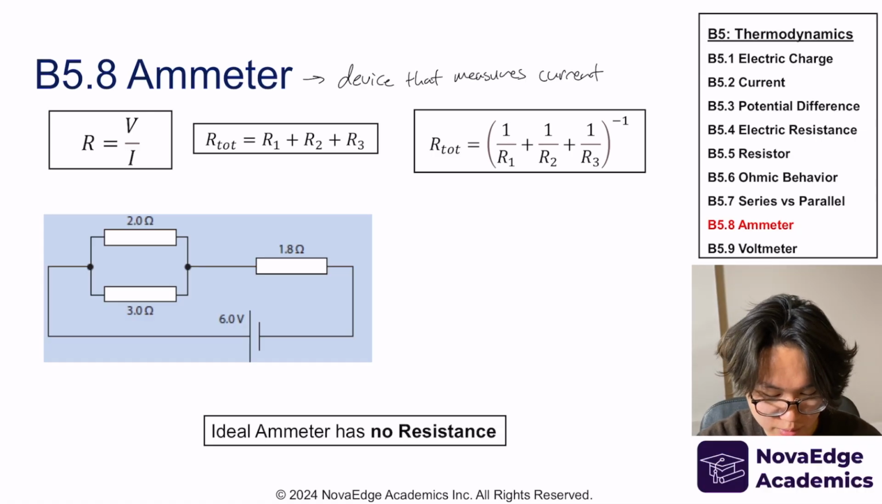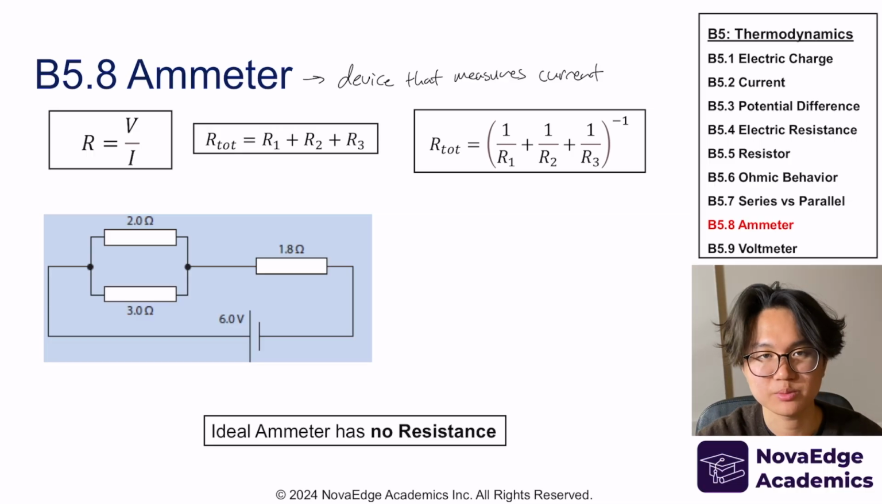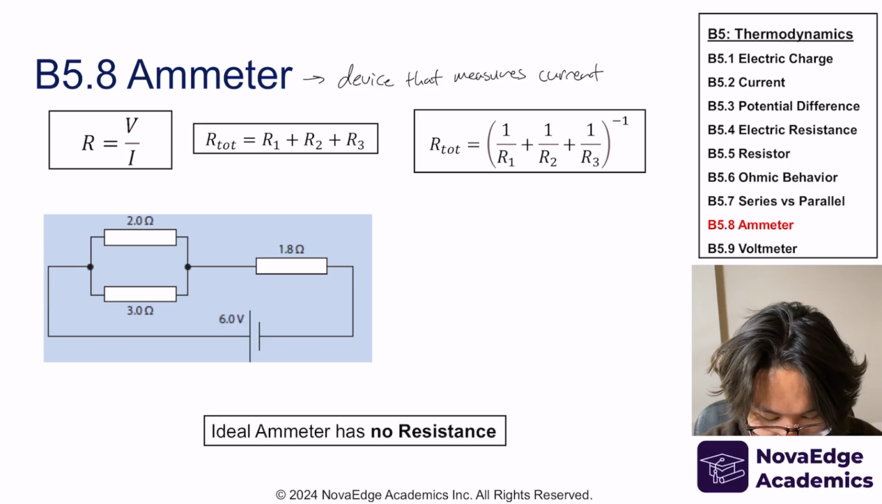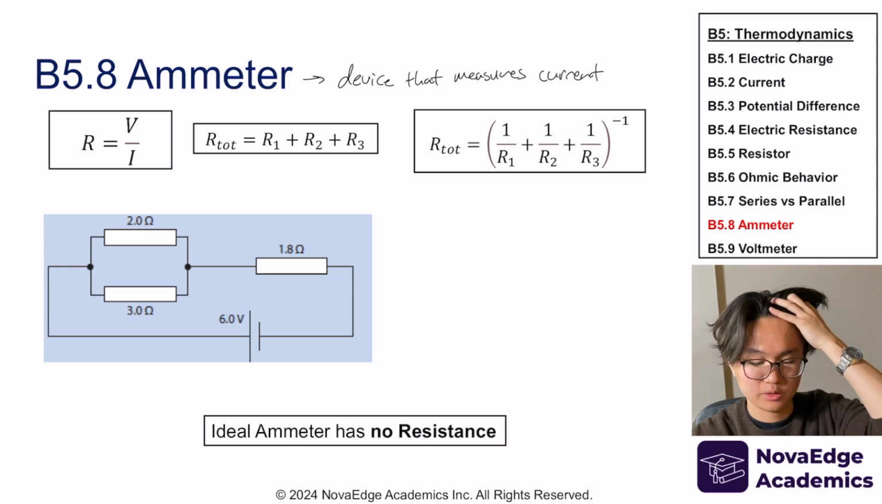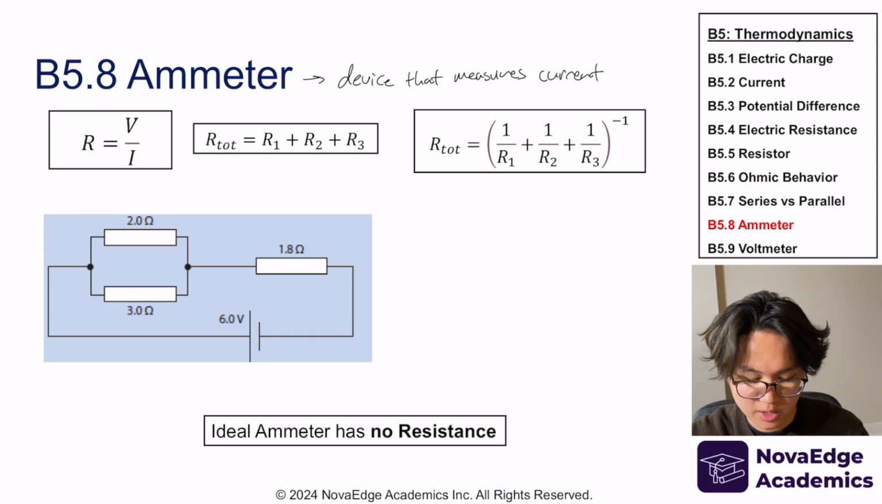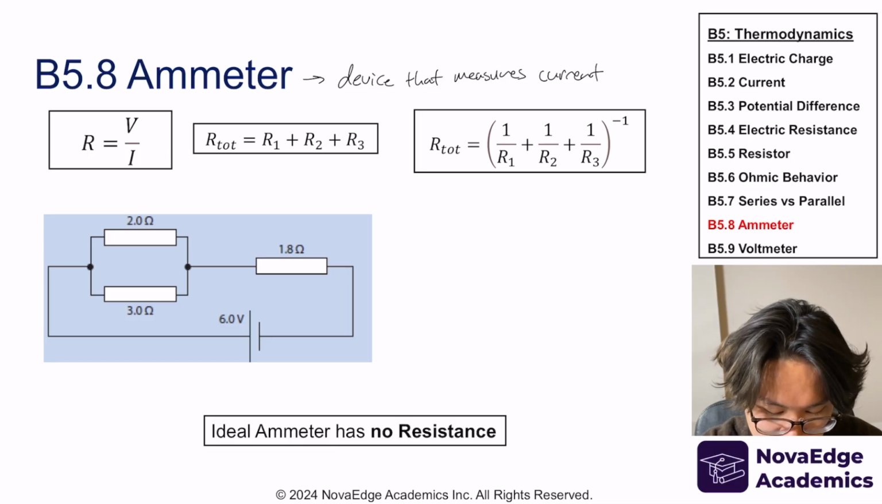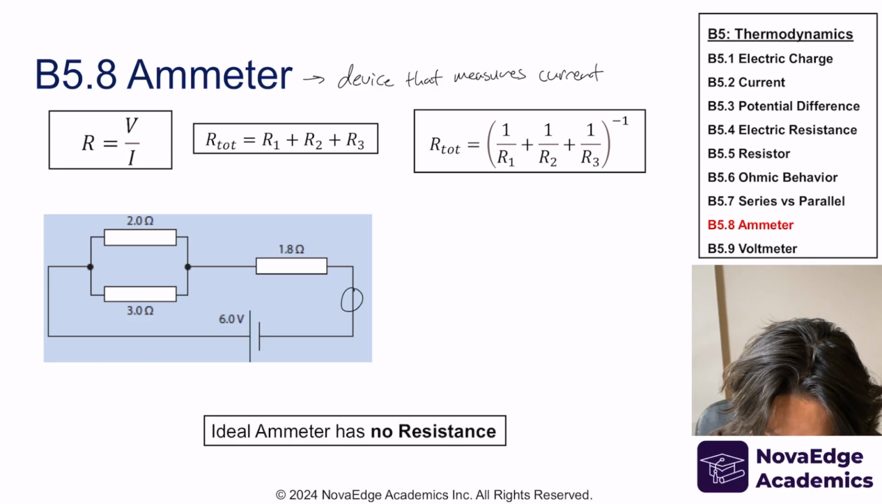Right? Because we're doing this in calculation, but in reality you need a device to actually measure it. We can always calculate the theoretical, but one thing you need to know is there's something called an ideal ammeter, and the ideal ammeter has no resistance. The best case scenario for an ammeter is to have no resistance, and you always plug in an ammeter in series.